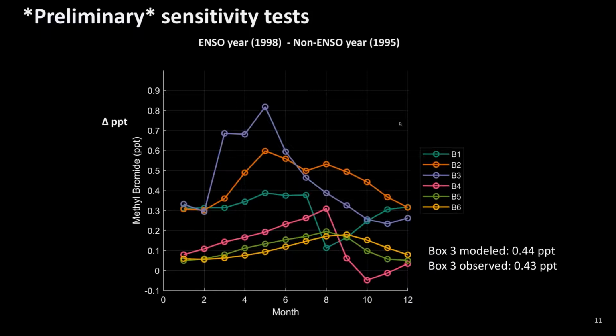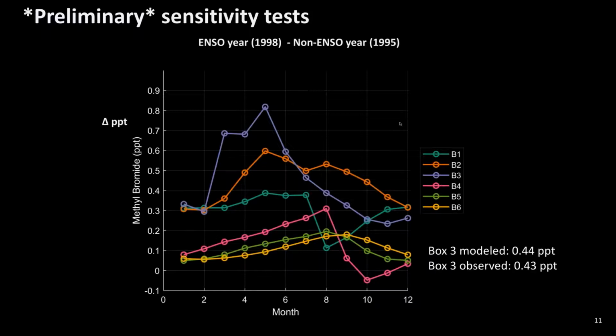And what you'll see is that the purple line, which is box 3, which is the tropical northern hemisphere, there was a lot of change in that year because of fire. And so if I take the average change over the year for box 3, my modeled output is 0.44 ppt change. And if I compare it to our surface data at Mauna Loa, I actually see a 0.43 ppt change, which suggests that maybe fire is actually really driving all of the changes that we're seeing, at least at Mauna Loa.